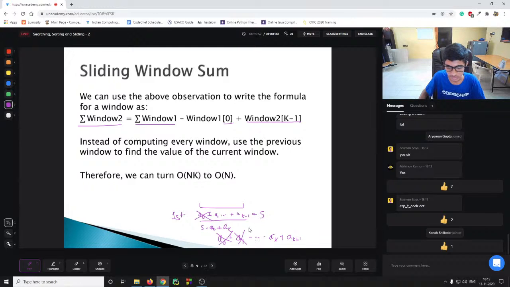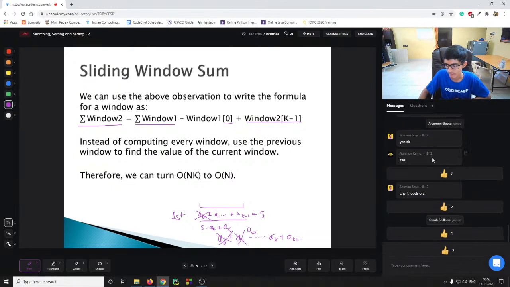So this will give you A2 to AK plus 1. Notice how we are getting the sum of each window, right? So everyone got it hopefully. If you didn't, please tell me so. This is how sliding window works. Sliding window is a really good optimization. So it's very important and using it will really help you.